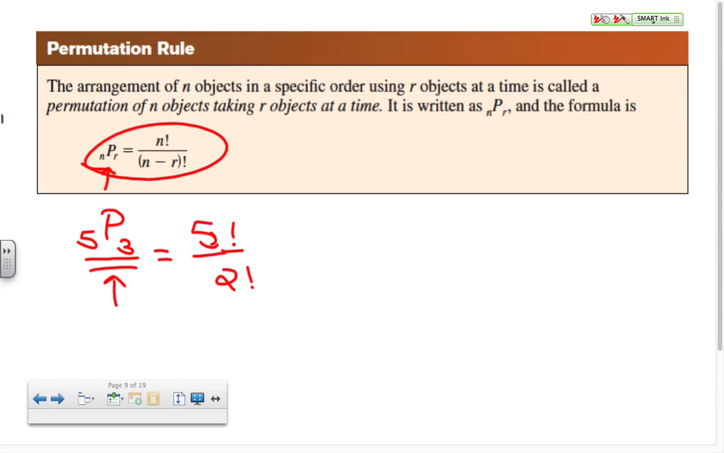Where'd you get the 5? The 5 overall is how many I had total. And the 3 is the 3 that you choose, right? 3 is what I'm choosing. Yes. So what this says is 5P3, and so it's 5 permutation 3. There's really not an easy word for that.